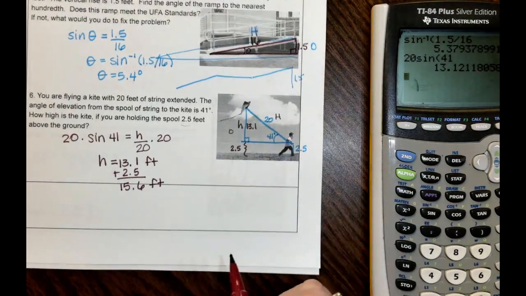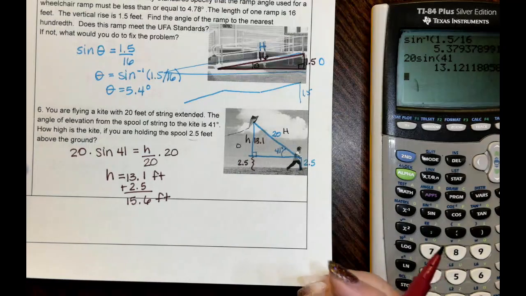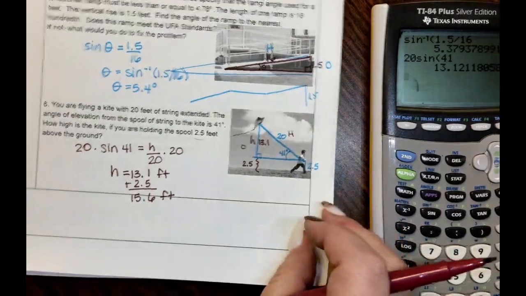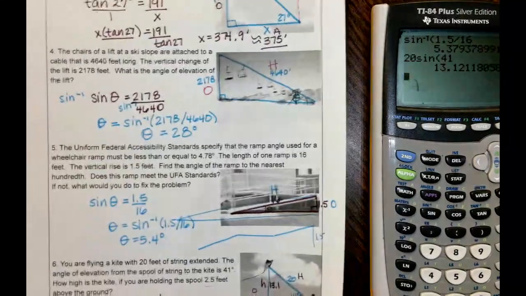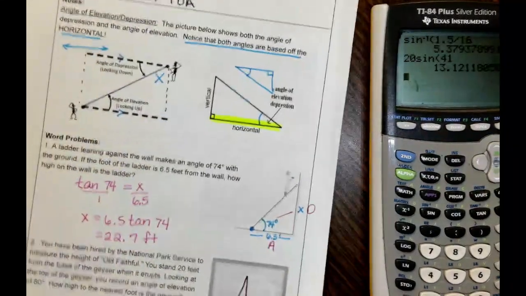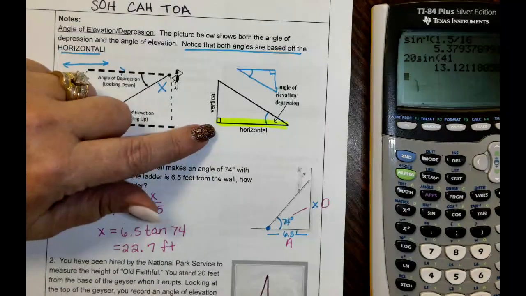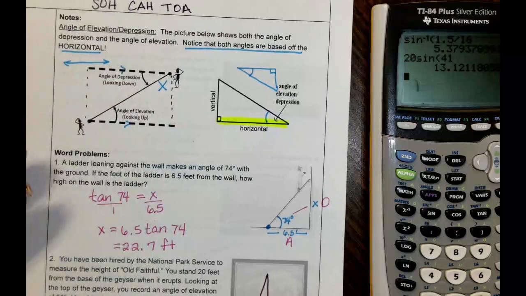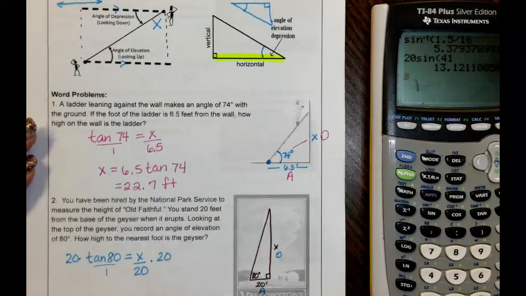So everything is just like what we've been doing as far as solving the equations, but every one of these pictures has turned into a right triangle with an angle of elevation or an angle of depression, always off of the horizontal. So find your horizontal line, and that's where your angle is going to go. Set up your problem with your pictures, label them, set up your equation, and solve your equation.